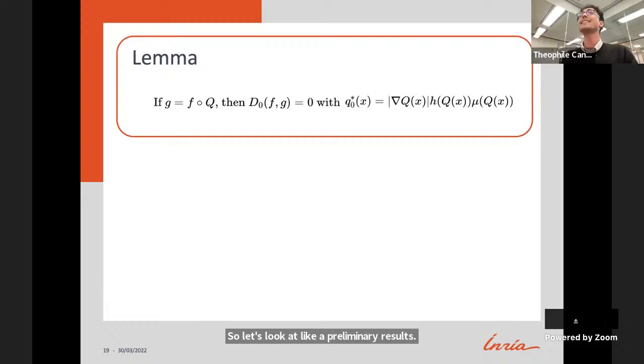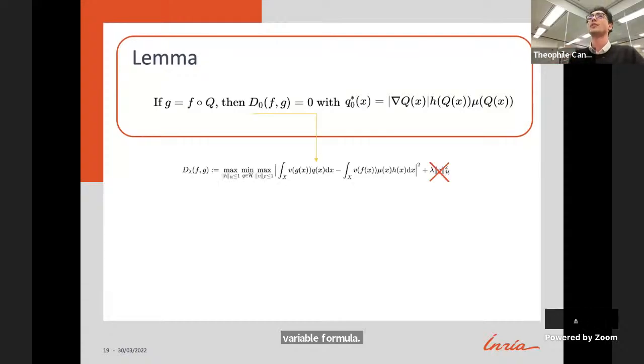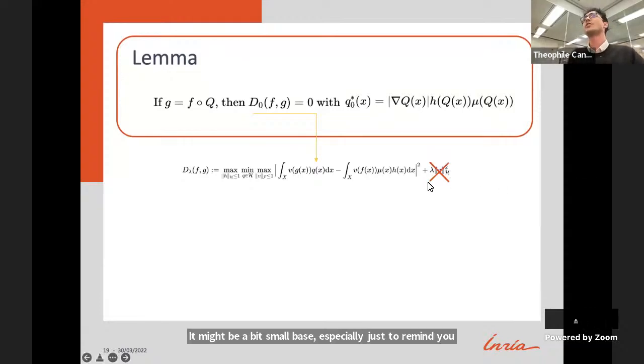If G is the composition of F and of a smooth transformation, then if we remove any regularization, so we set lambda equal to 0, then we have an exact solution, right? And this exact solution is the change of variable formula, right? That we put with H and mu. So let me remind you the formula. It might be a bit small, but it's especially just to remind you that we're removing the regularization term that's right here. Okay, so there's no regularization.